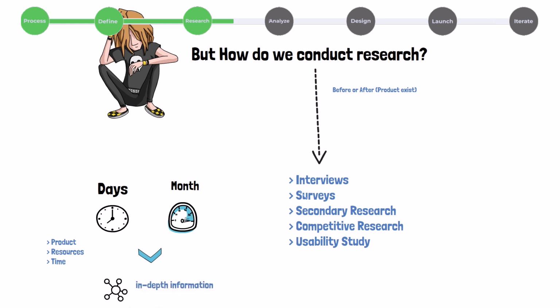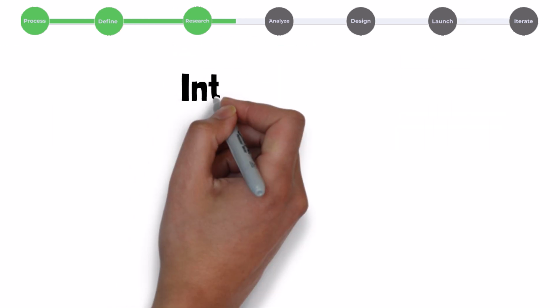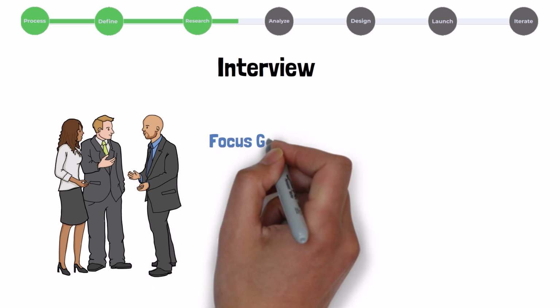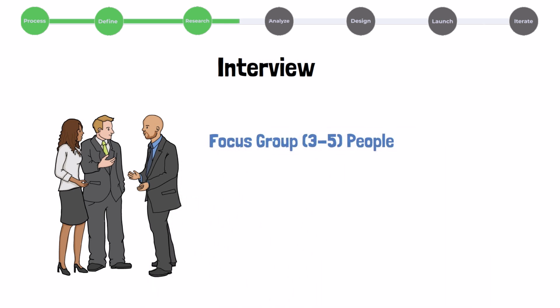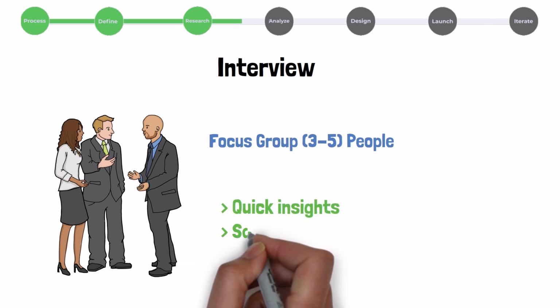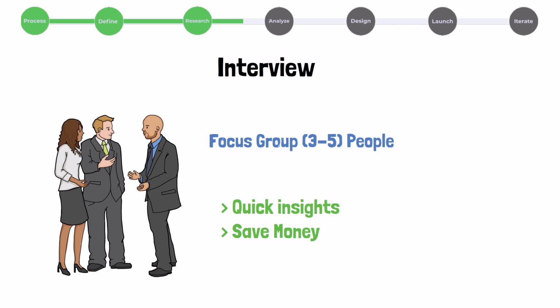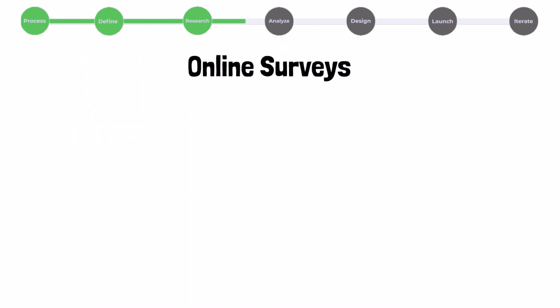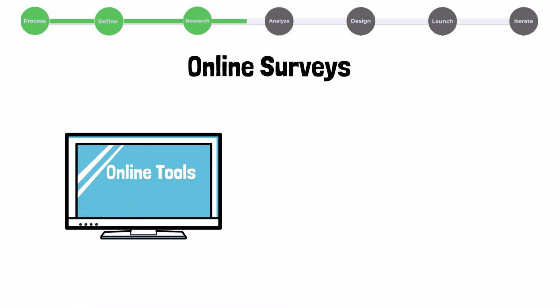Let me give you an overview of each method that we use. Number 1. Interview. The interview is done for a focus group. It's a group of 3 to 5 people who quickly represent your large audience. This is not 100% accurate but gives you insight quickly and without spending a lot of money. Second, we have surveys. We use some online tools where some questions are asked and users respond to these. Surveys are kept simple and short to get the maximum number of responses.